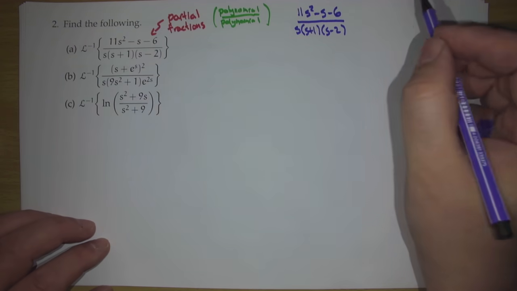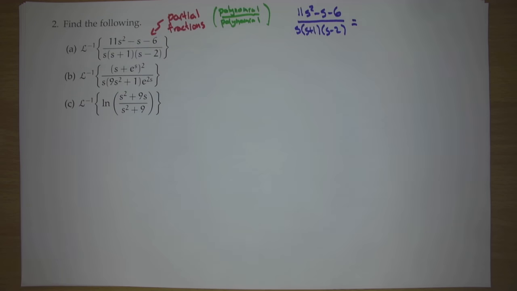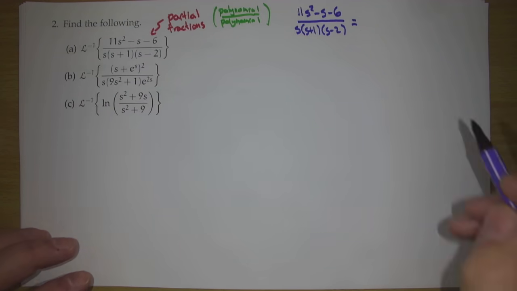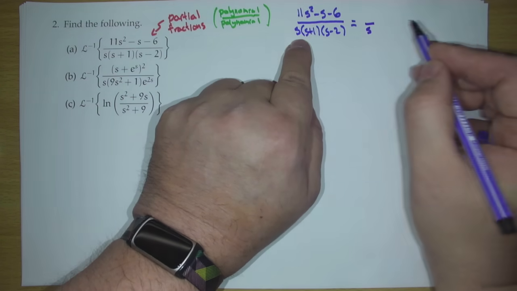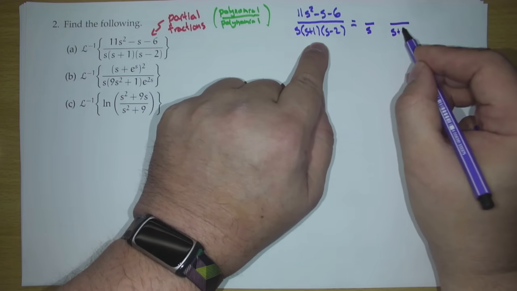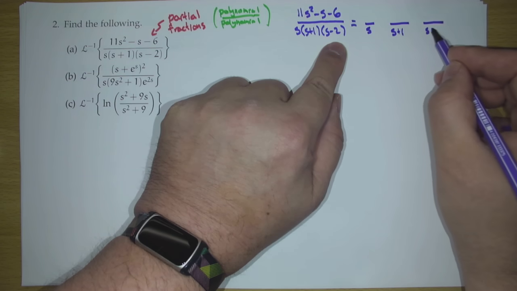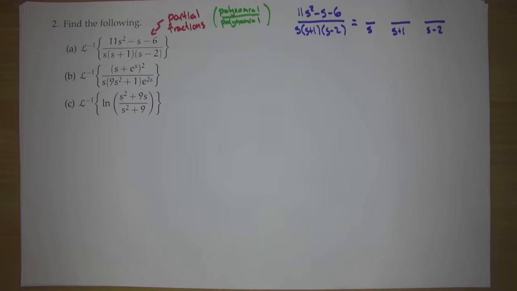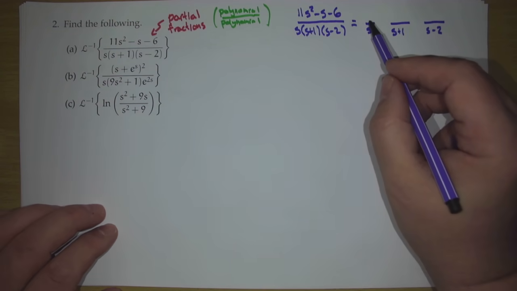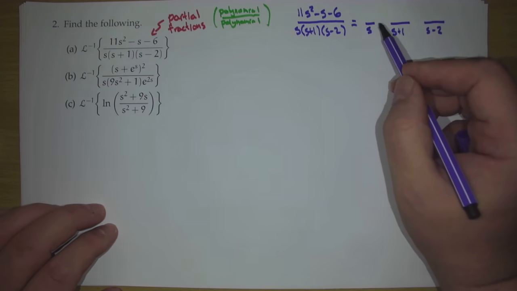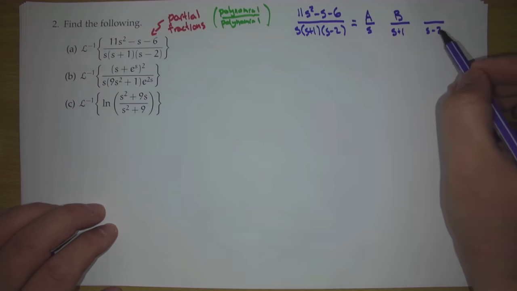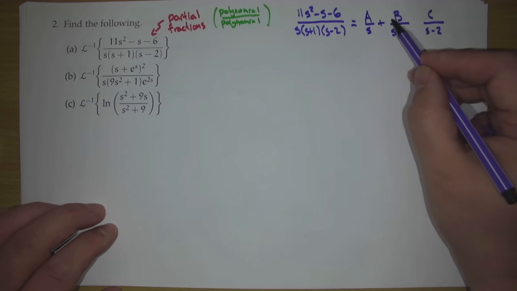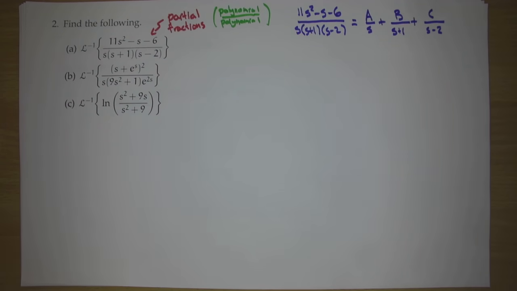So, what do we do? What's the goal? The goal of partial fractions is to pull things apart. And in particular, we're going to pull things apart so that we have something over the first term, something over the second term, something over the third term. Now, make sure you know the rules. There's a couple rules. What's going to be upstairs? Like, for example, what do we want to put over the s? A. How about s plus 1? B. s minus 2? C. All right, good.